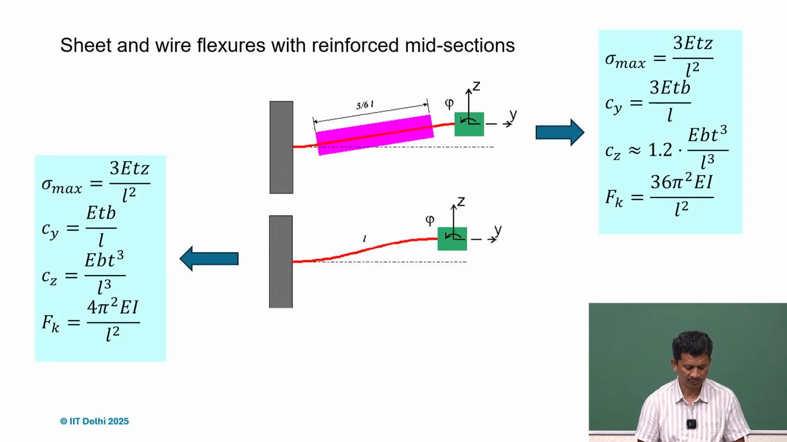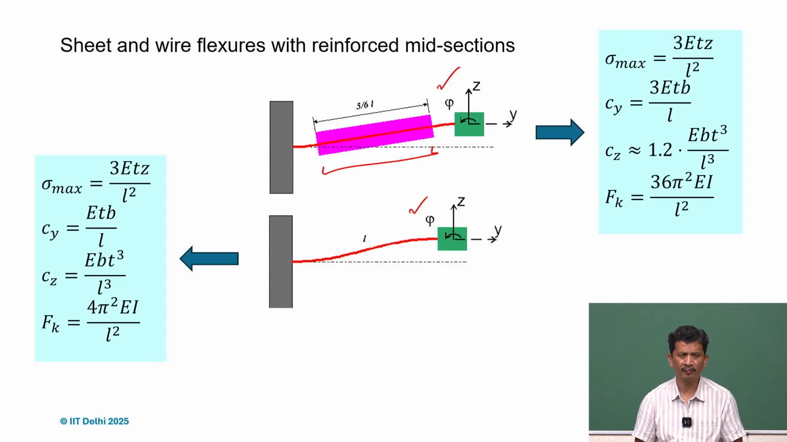When we do that, without reinforcement, if you start comparing with a similar cross section, the thickness and the area of cross section are the same. The only thing is we are playing with the middle section and reinforcing the mid section. So, in this case, it's 5 by 6 L. If we reinforce, then what will happen?